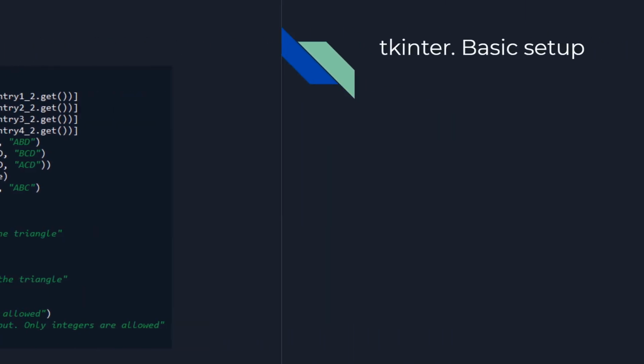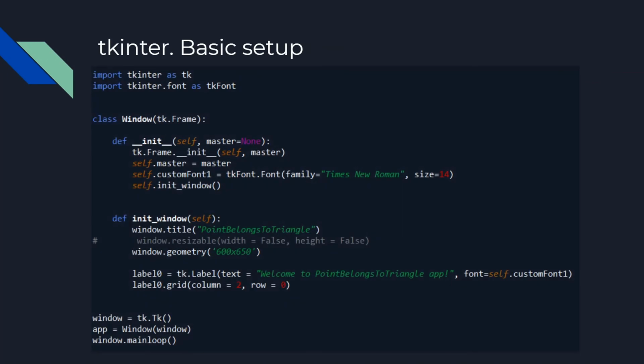The basic setup to run any tkinter application looks like this. Import the libraries, create a class which contains the program, initialize class variables, and set up the initial window with some graphical content. Then let tkinter run your app in its own main loop.